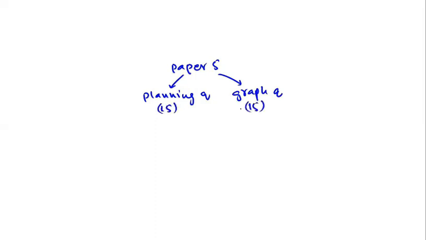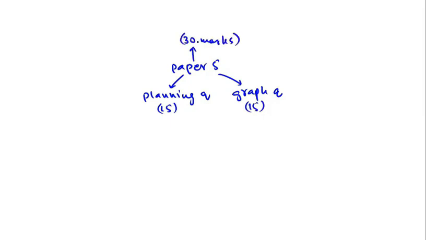Students, Paper 5 consists of two questions. The first question is called the planning question, and the second question is called the analysis, conclusions, and evaluation question, but I'll refer to it as the graph question because you have to draw a graph in it, right? Each question carries 15 marks. So that makes our Paper 5 a paper of total marks 30.